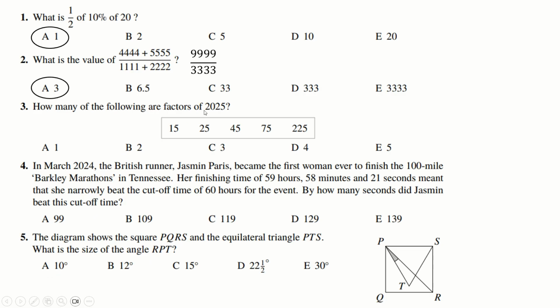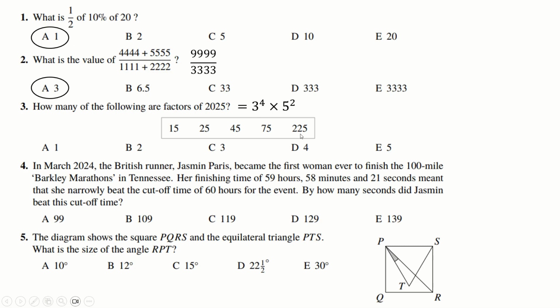Your homework before you do every math challenge is to learn the prime factorization of the year that you're taking the challenge in. This one was 3 to the 4 times 5 squared. And because of that, we can tell that 15 is a factor because there's a 3 times 5 in here. 25 is because there's a 5 times 5 in here. 45 is 3 times 3 times 5, and there's enough of those things as well. 75 is 3 times 5 times 5, and there's all that in there.